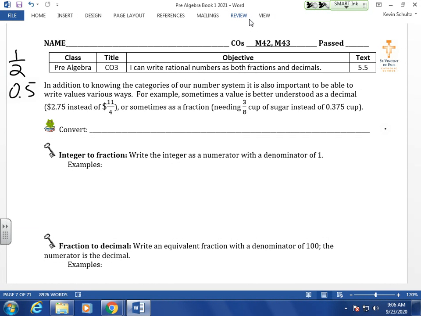Simply put, it means to write a value in another form, or to write a value another way. The value itself isn't changing, just the form in which it's being represented. 2.75 and 11/4 have the same value. 3/8 and 0.375 have the same value, but the form in which it's represented is different. Fraction versus decimal. Follow me so far?